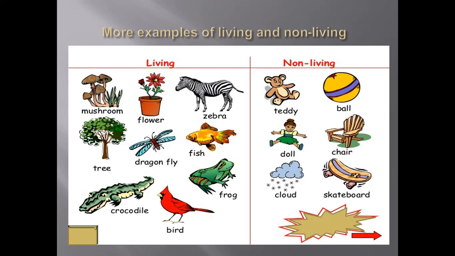Now the second box shows non-living things. They don't have life. We have teddy bear, ball, doll, chair, and cloud. This can represent gases and of course liquid. We have skateboard. You can as well look around you and see examples of more non-living things.